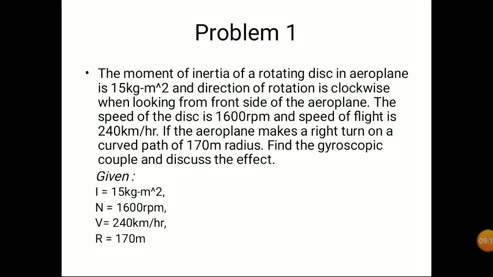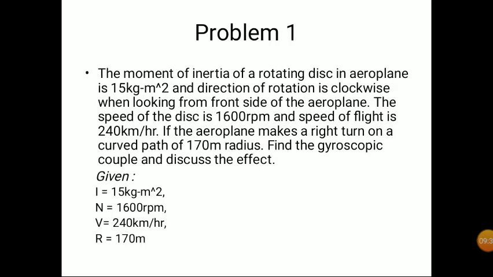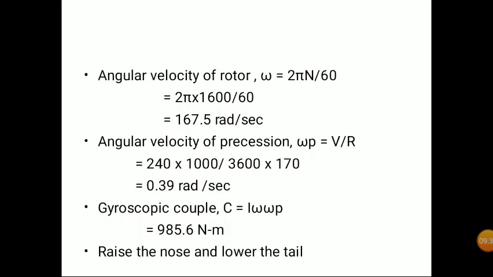So the given factors are moment of inertia I, rpm n 1600, velocity of flight 240, radius of rotation 170. Upon substituting omega equal to 2πn/60, we get 167.5. Angular velocity omega p equals v by r. V is given in kilometer per hour, so converting into meter per second by multiplying by 1000 by 3600. R is given as 170. So we get omega p as 0.39 radian per second. And finally, gyroscopic couple C is equal to I omega p, which is equal to 985.6 Newton meter.